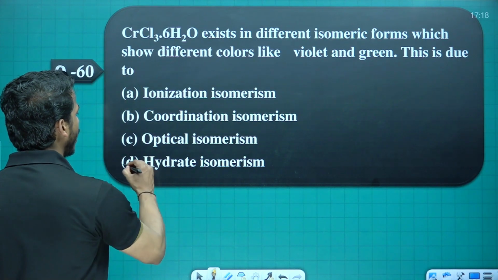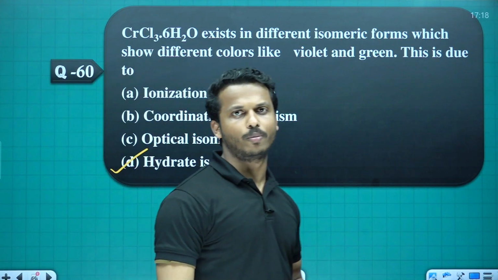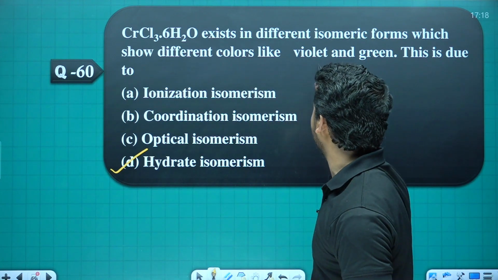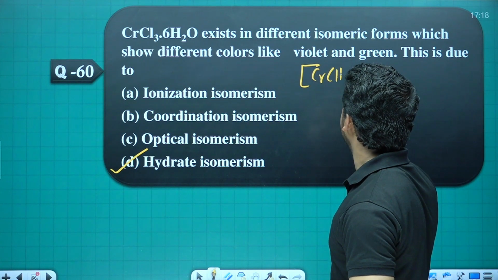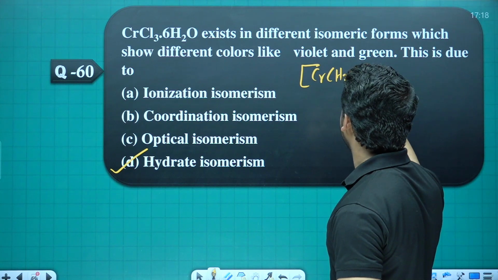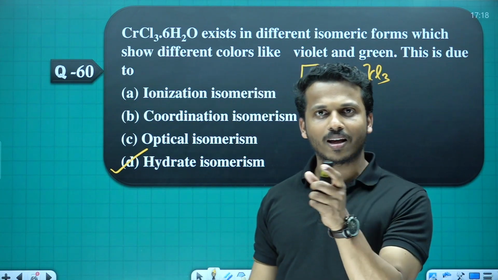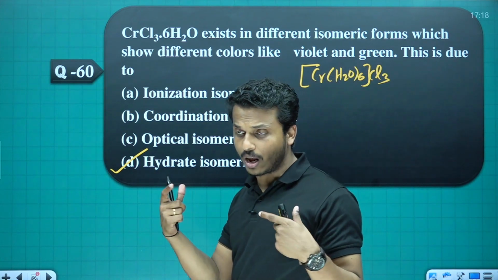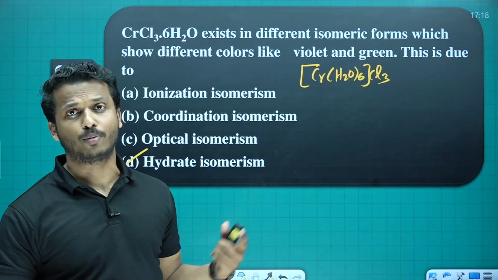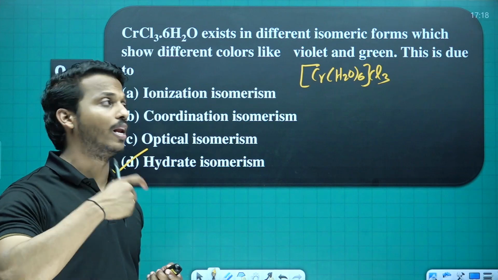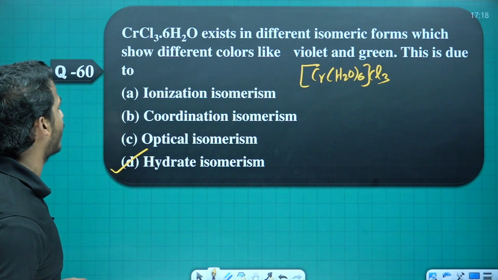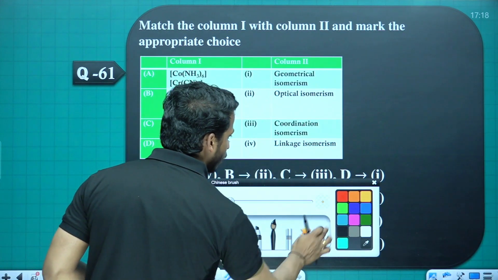CrCl3·6H2O exists in different isomeric forms which show different colors like violet, green and so on. This is due to what? Hydrate or solvation isomerism. I just discussed now the complex [Cr(H2O)6]Cl3, violet color. If H2O is outside, grey green, dark green. The different colors of these different compounds are because of the presence of H2O ligand in different numbers. That is hydrate isomerism.